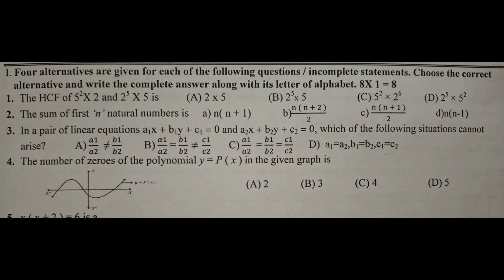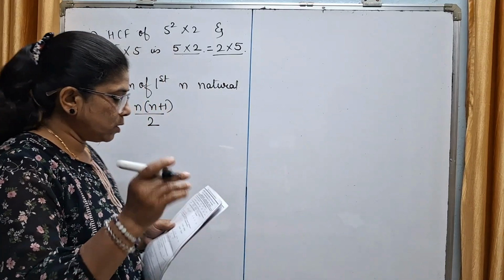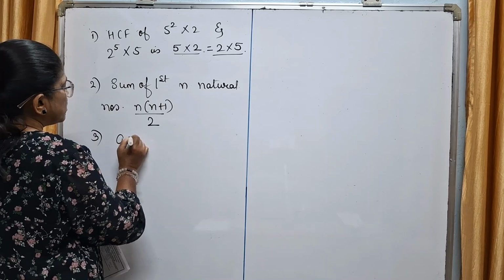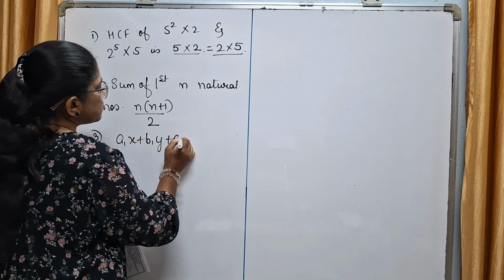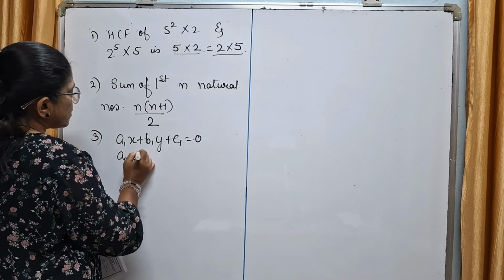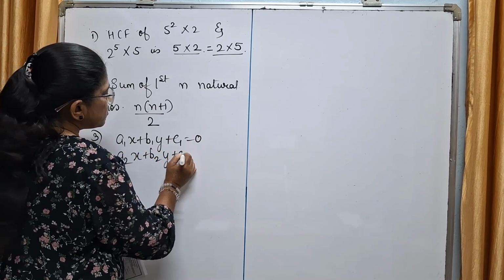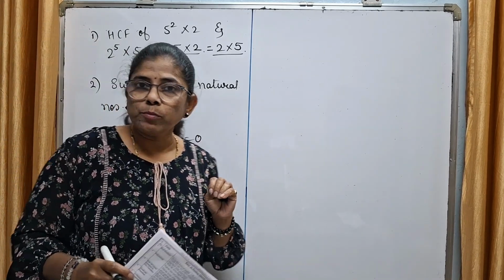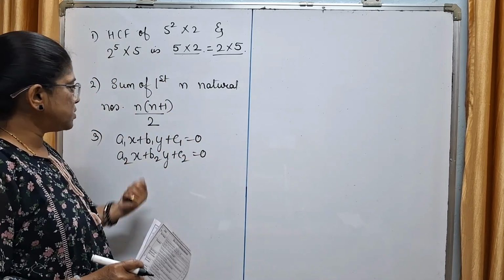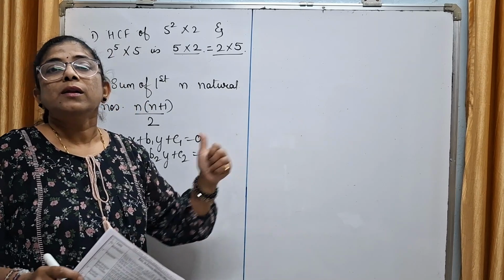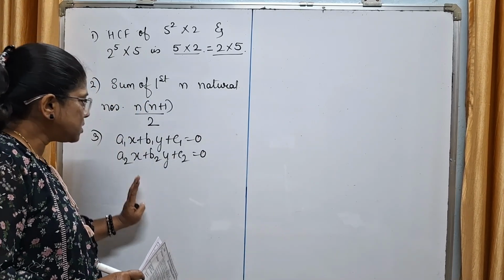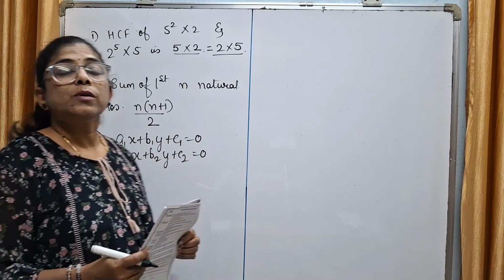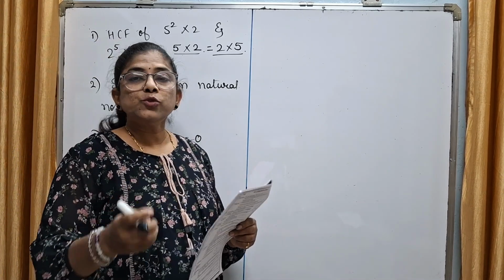Okay. In the pair of linear equations, the general form of linear equations is given here. Which of the following situations cannot arise? We know the general form a1x plus b1y plus c1 is equal to 0, and a2x plus b2y plus c2 is equal to 0. We know that if a1 upon a2 is not equal to b1 upon b2, lines are intersecting. If a1 upon a2 is equal to b1 upon b2, not equal to c1 upon c2, lines are parallel. If a1 upon a2 is equal to b1 upon b2, equal to c1 upon c2, lines are coincident. So here which situation cannot arise?